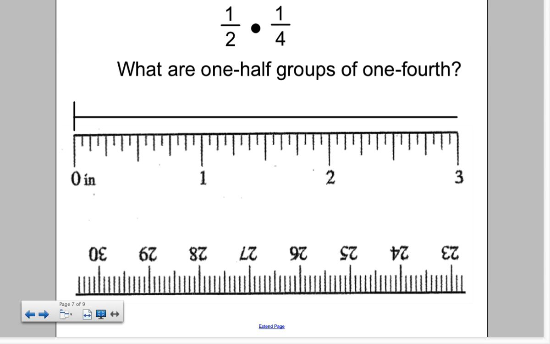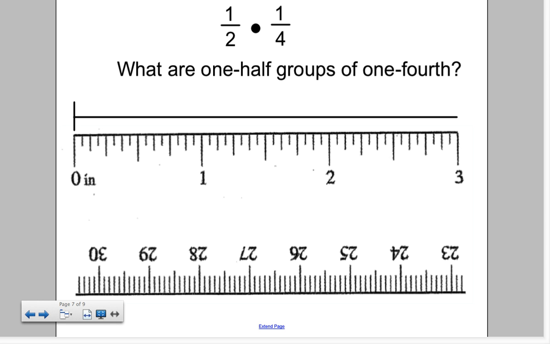What I'd like you to do is pause the video and do this work on your own, on your paper. Use a ruler to help you. What you're finding is, what are 1/2 groups of 1/4? So remember, you start out with, well, I'll let you figure out what you start out with. Go ahead and pause the video and get started.